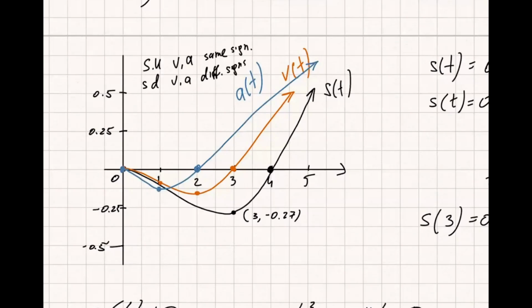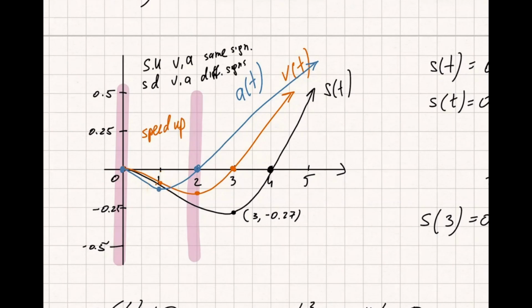So let's look at this carefully. From 0 to 2 seconds, both the acceleration and velocity are negative, right? So let me mark that. From 0 to 2 seconds, acceleration and velocity both have a negative sign, right? They're both under the x-axis. So this is where we speed up, because the signs are the same here.